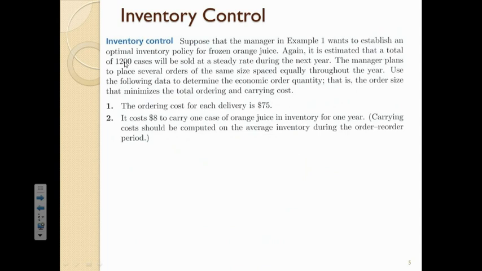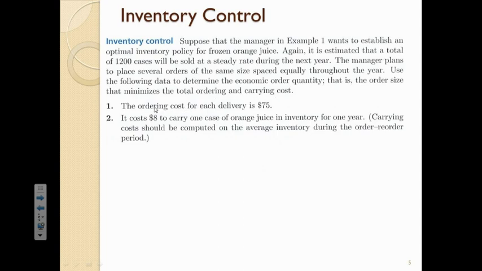So we look at this problem. It's the same information as we were working with, which was called example 1. The manager wants to establish an optimal inventory policy for ordering orange juice. Again, 1,200 cases will be sold at a steady rate during the next year. The manager wants to, well, same thing as before. We want to find the economic order quantity, the order size that minimizes the total ordering and carrying cost.